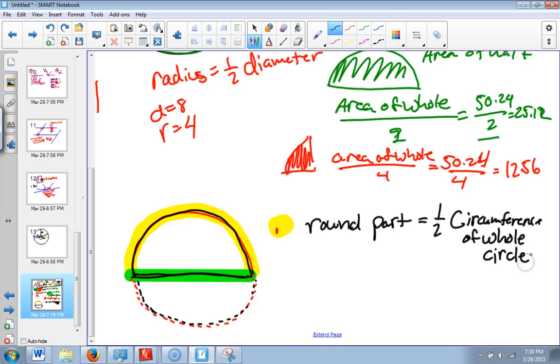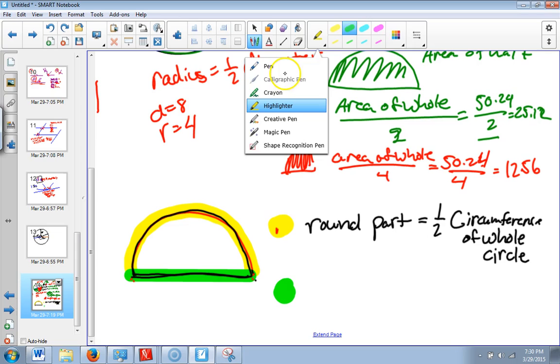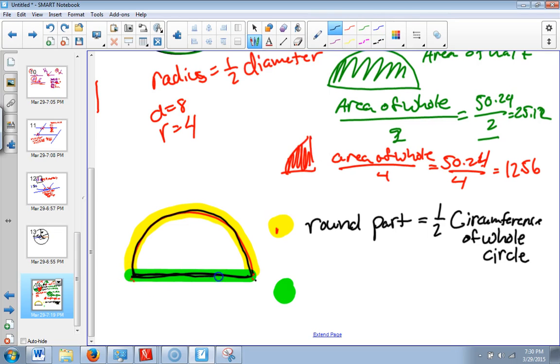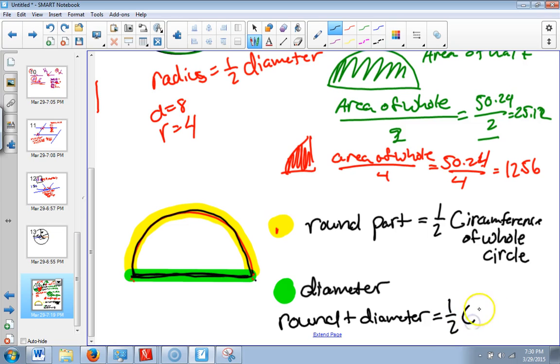So say that we just have this semicircle sitting here. It's the whole outside that makes the semicircle. That's why we also have the green part in here, which, if we look closely, is just the diameter. So the yellow plus the green means the round part plus the diameter, and that would be 1/2 of the circumference plus the diameter.